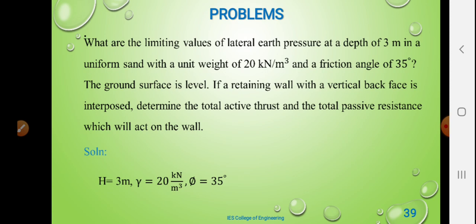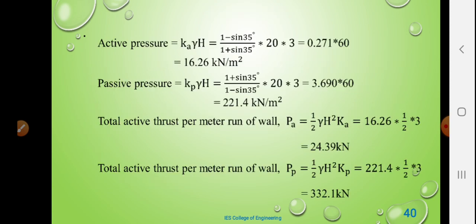That means there is a retaining wall with a vertical back face, retaining soil up to a depth of 3 meter. Soil has a unit weight of 20 kN per meter cube and a friction angle of 35 degree. So, we have to find the active thrust and total passive resistance. So, the given values are h equal to 3 meter, gamma equal to 20 kN per meter cube, phi equal to 35 degree. So, the equation for active pressure is Ka gamma h.